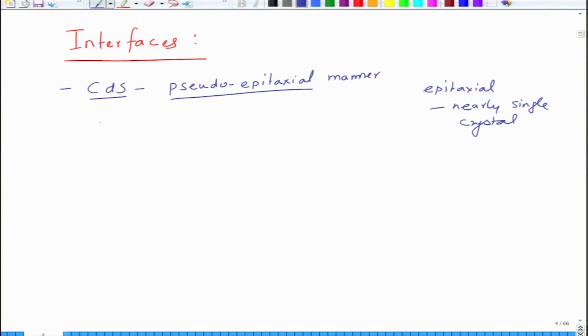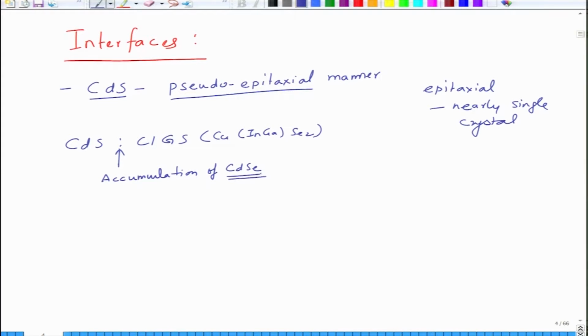And what happens is that if you have CdS next to CIGS, CIGS being copper, indium, gallium, Se2, the problem is that you tend to have accumulation of CdSe at the interface, and this also tends to reduce the performance of the solar cell. So, this can be an issue in these solar cells, and we need to avoid this by designing appropriate temperature. CdS, since it is cadmium sulphide, is also a wide band gap semiconductor with a band gap of 2.42 eV.